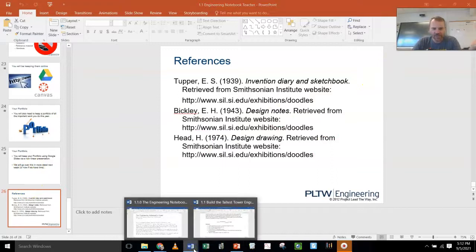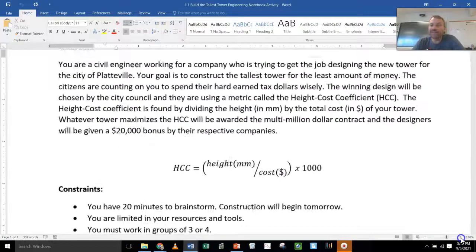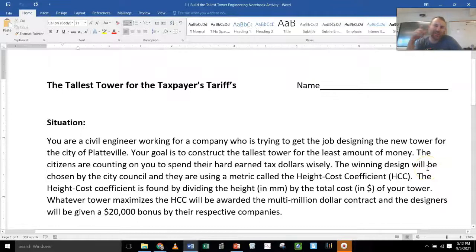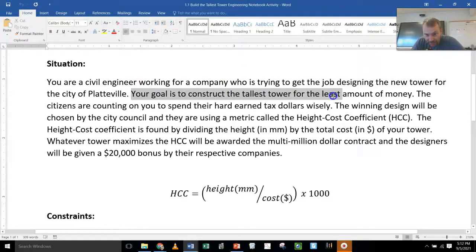So here's actually your first project in Principles of Engineering. It's called The Tallest Tower for the Taxpayer's Tariff. What it is, it's really an exercise in can you use your engineering notebook effectively. It says you're a civil engineer working for a company who's trying to get the job designing a new tower for the city of Platteville. Kind of like the Belmont Tower, but we're going to call it the Platteville Tower. Your goal is to construct the tallest tower for the least amount of money. The citizens are counting on you to spend their hard-earned tax dollars wisely.